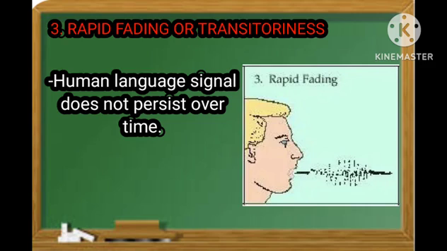An example situation of rapid fading or transitoriness in human language can be a casual conversation between friends in a noisy place. Due to the ambient noise and the transient nature of spoken language, the words and sentences spoken quickly fade away, making it difficult to recall the exact details of the conversation after a short period of time. So in this feature, a listener can only receive or hear specific auditory information at the same time it is spoken.